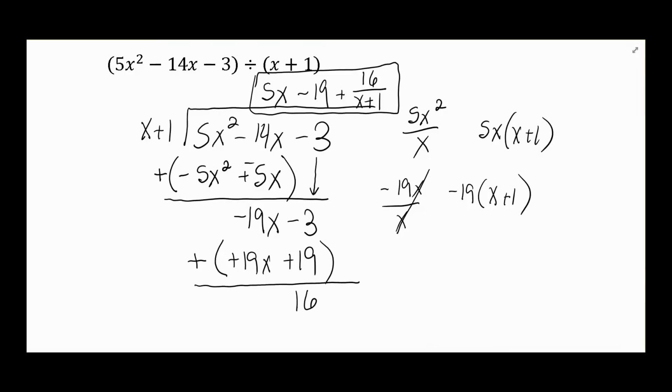Now, just a little suggestion, do not forget the plus right there. That's where I see a lot of people make mistakes: they're so focused on what the remainder is, they write it right next to it. But this is an addition. We have an answer of 5x minus 19, plus we have a remainder, so we do need to have that addition.